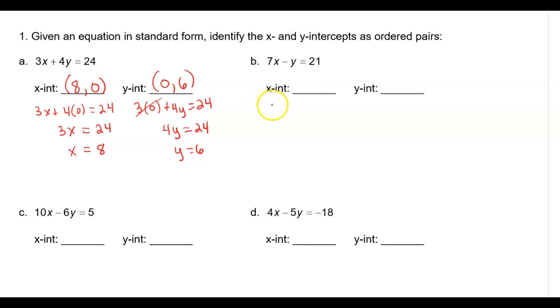Part B, let y equal 0. That will give you 7x equals 21. Divide by 7, you get 3. For the y-intercept, let x equal 0. That means the term 7x will go to 0. You'll be left with -y equals 21. Therefore, the y-intercept is at -21.